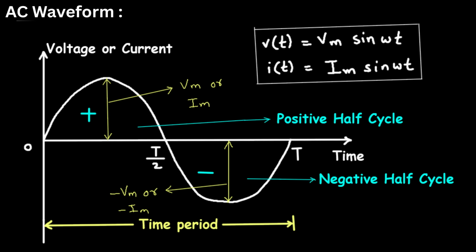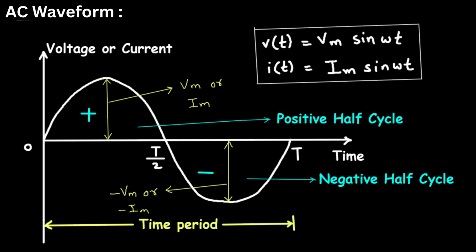Just as the positive cycle had a peak, the negative cycle has a bottommost point, or a trough. This is labeled negative Vm or negative M. This is the negative peak value. Notice the minus sign. It tells us the direction is negative. The Vm or M part tells us the strength or magnitude.